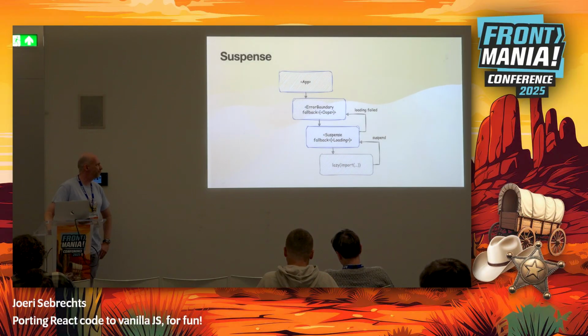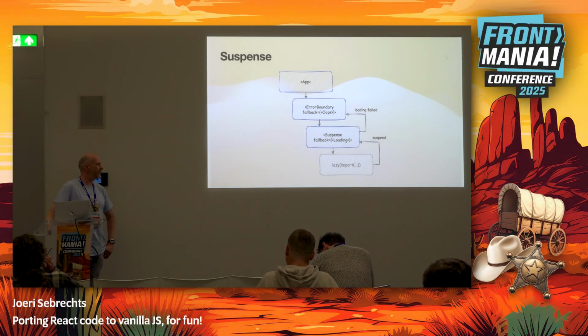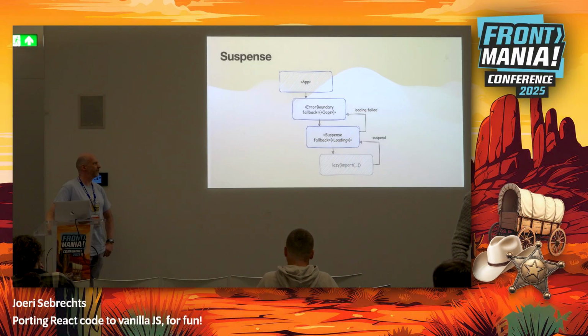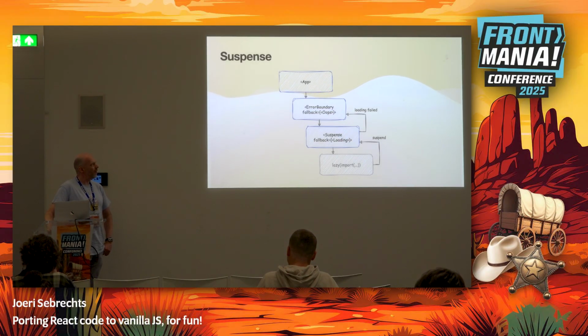Now, when you use suspense in React, for example, you're doing a dynamic import of components. So you have a lazy wrapping a dynamic import. And then while that component is importing, there's basically a promise waiting to be fulfilled. That promise will be passed to the suspense component. Then as long as that promise is not fulfilled, it will show the fallback component, your loading component. And when it's fulfilled, it will show the actual content.